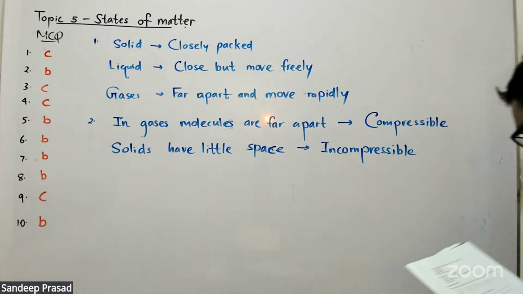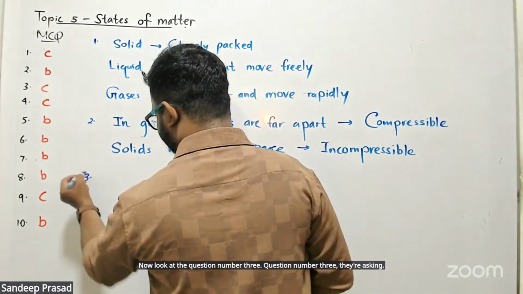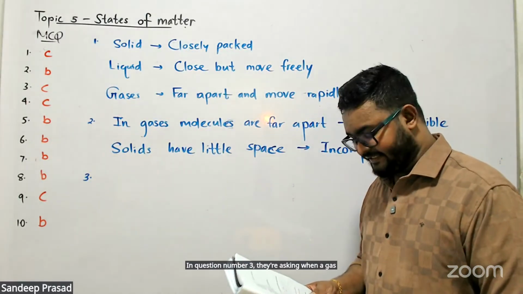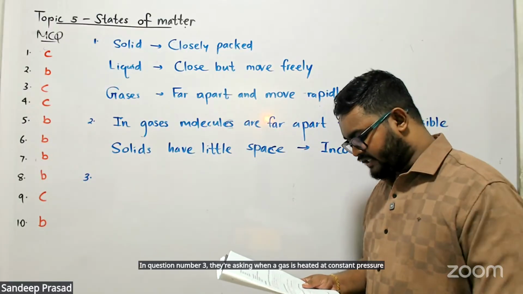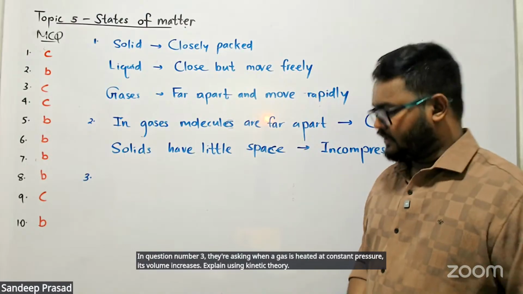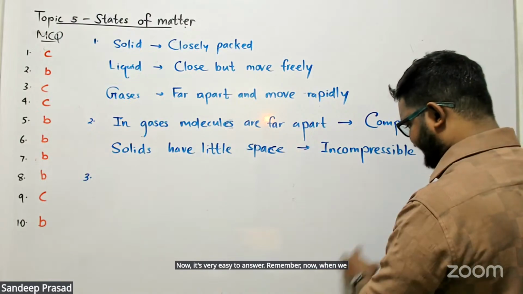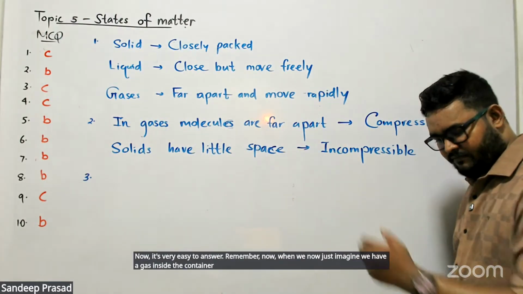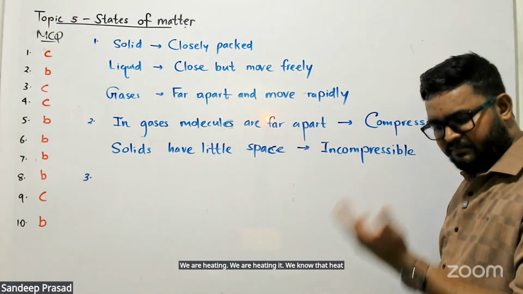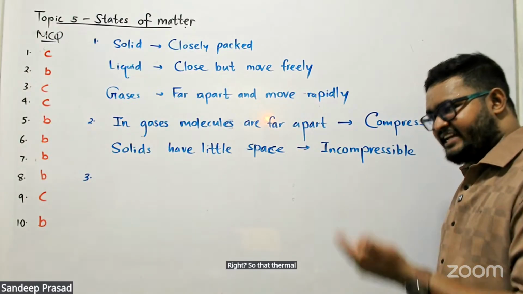Now look at question number 3. They're asking, when a gas is heated at constant pressure, its volume increases. Explain using kinetic theory. Now it's very easy, students. Just imagine we have a gas inside a container. We are heating it. We know that heat means thermal energy. So that thermal energy will be absorbed by the gas particles.